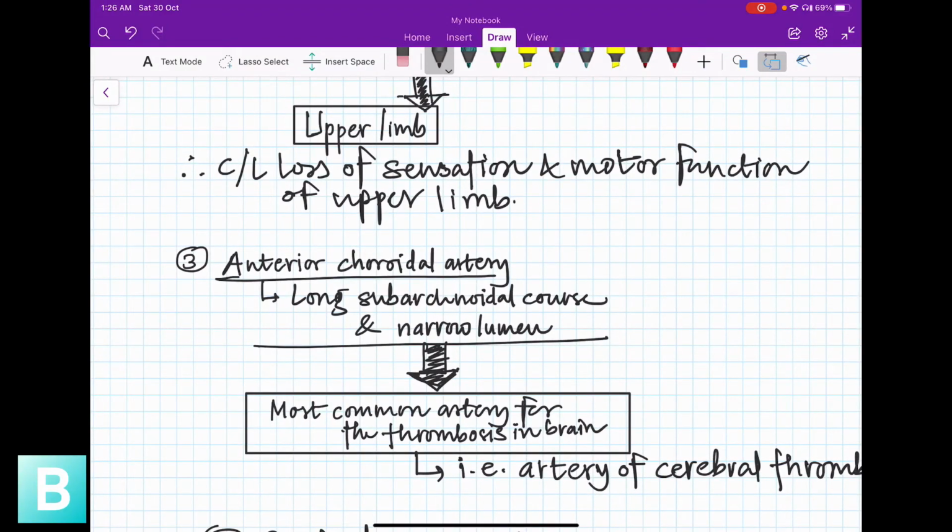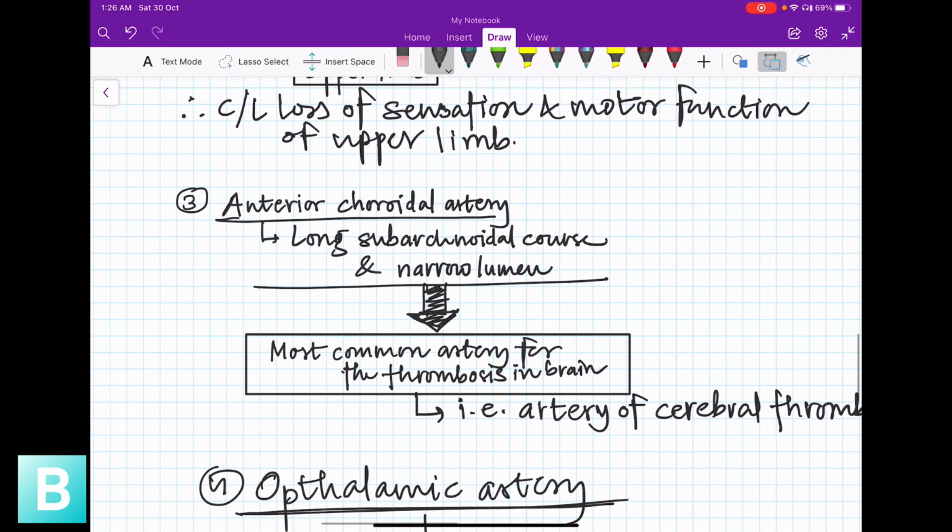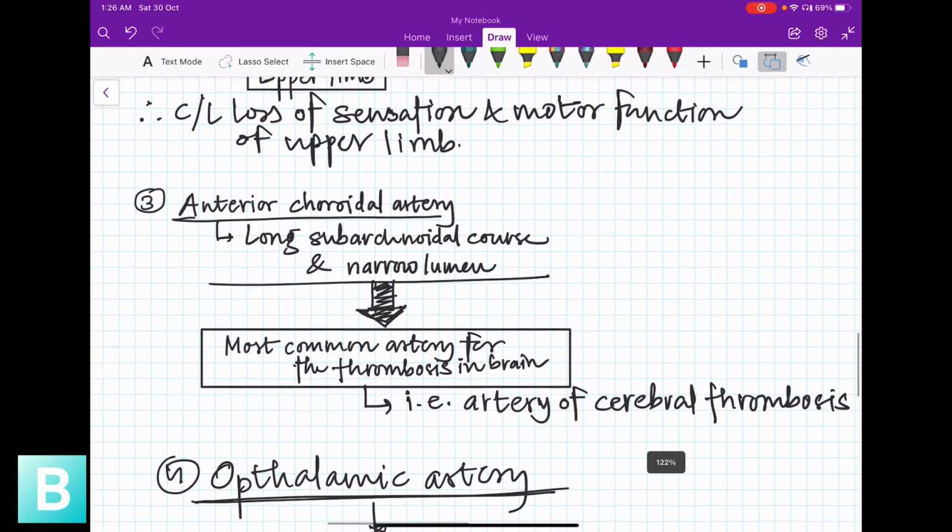The anterior choroidal artery has a long subarachnoidal course, as well as it has a narrow lumen, which makes it more prone or more common site for thrombosis in brain. Therefore, it is the artery of cerebral thrombosis.